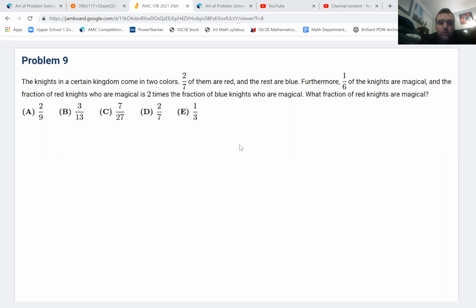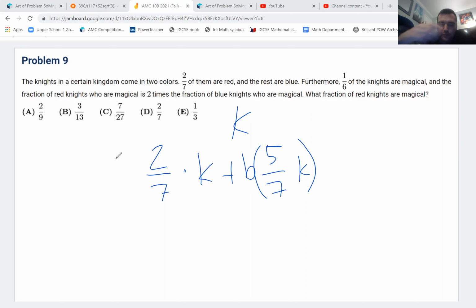Okay. Well, if we let K be the number of knights, we know that 1/6 of the knights total are magical. We know 2/7 of the knights are red, and 5/7 of the knights are blue. If we take some fraction of these, which I'll call B, B represents the fraction of those knights that are magical.